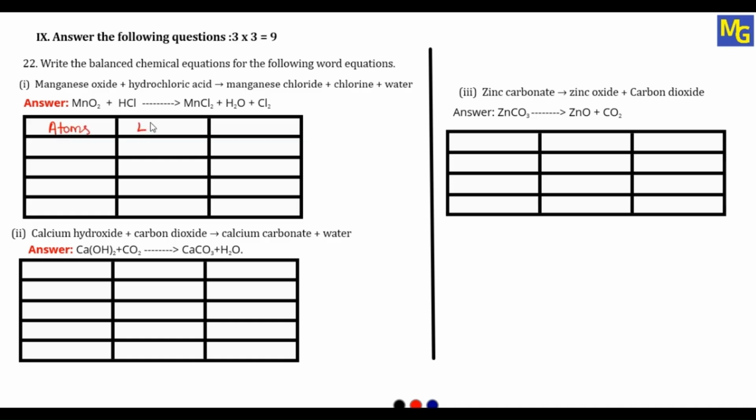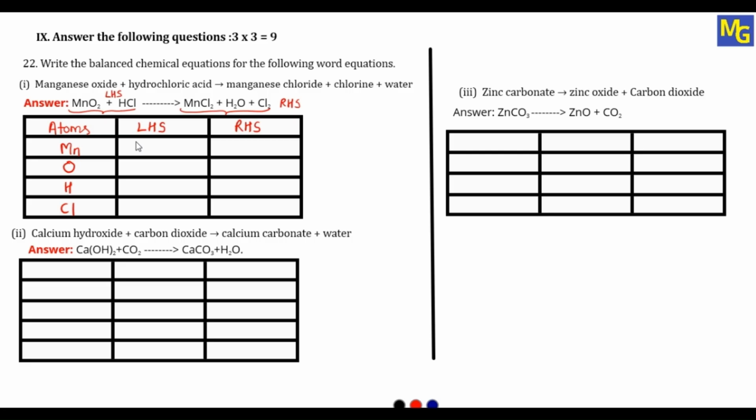Here we'll write LHS. LHS means left hand side. And here we will write RHS, that is right hand side. So this is our LHS and this is our RHS. If you use this method for balancing, it will be very easy for you. So start writing which are the atoms we have. We have Mn, it is manganese. Then we have oxygen, then we have hydrogen and we have Cl.